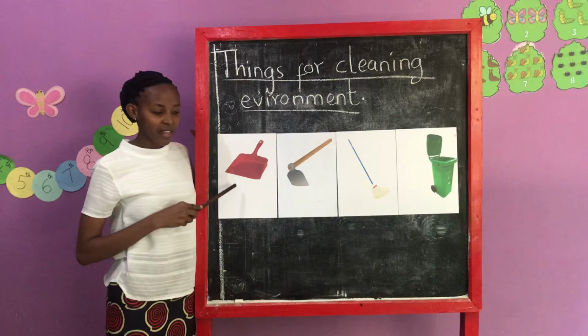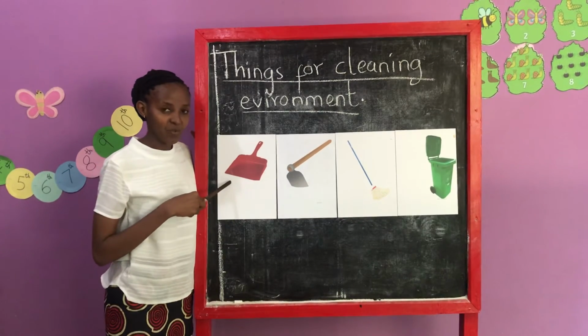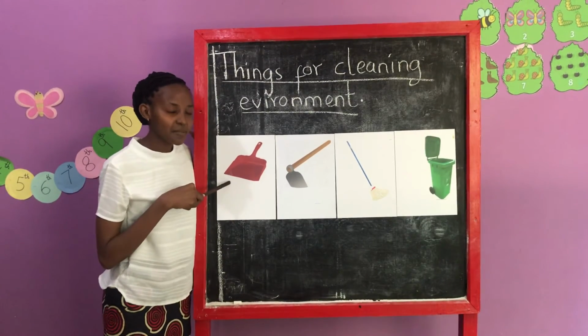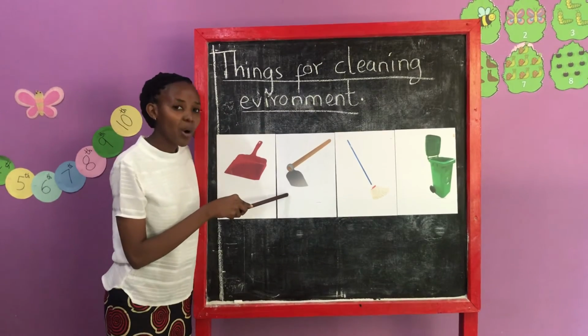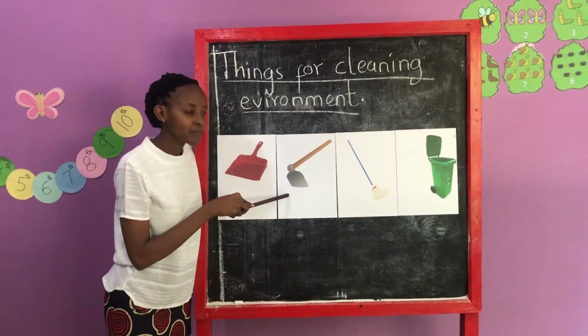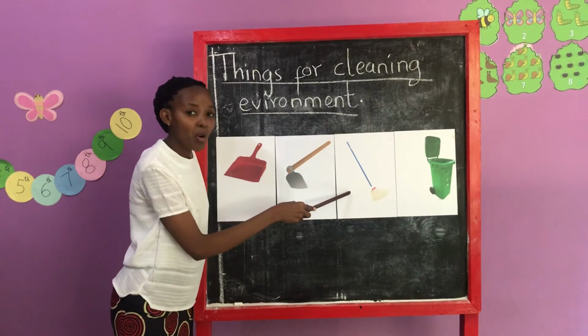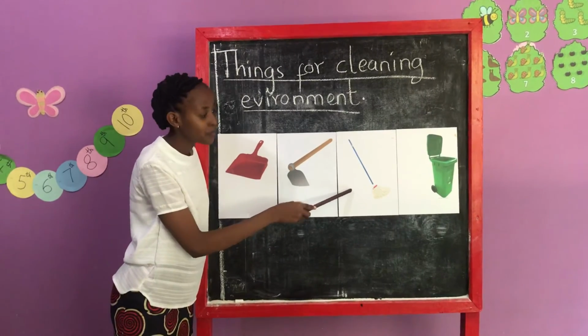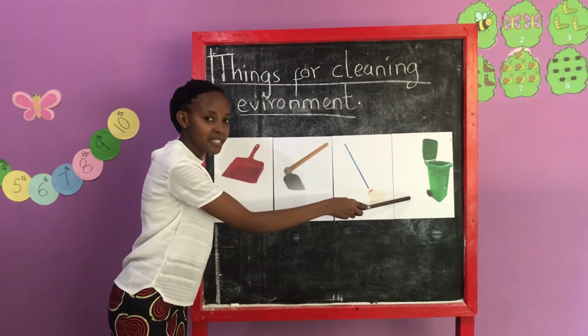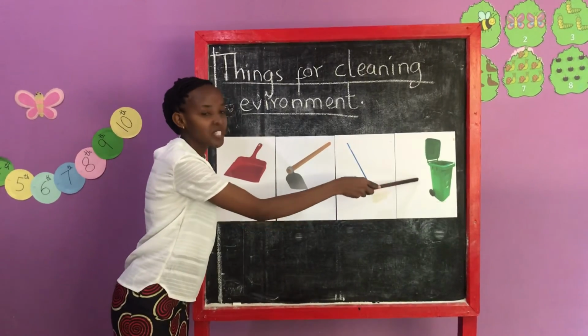Let's repeat again. A dustpan is for collecting dust. A hoe is for digging. A mop is for mopping. And a dustbin is for putting dust.